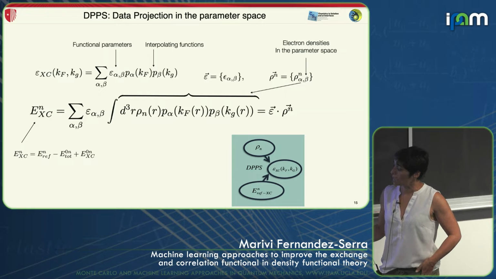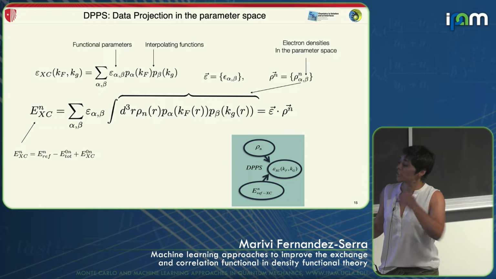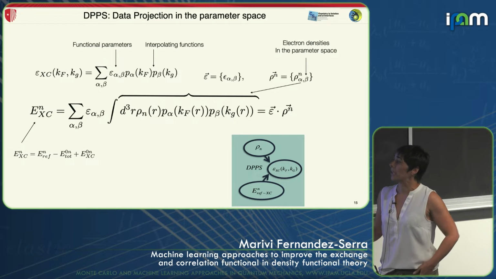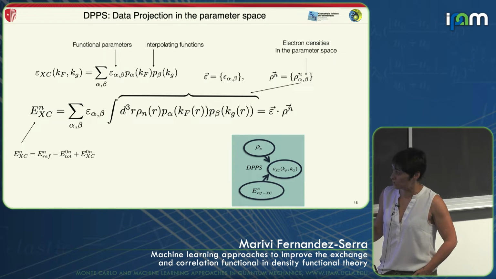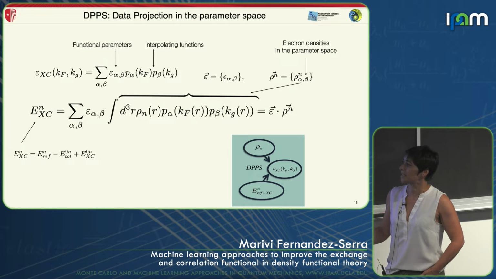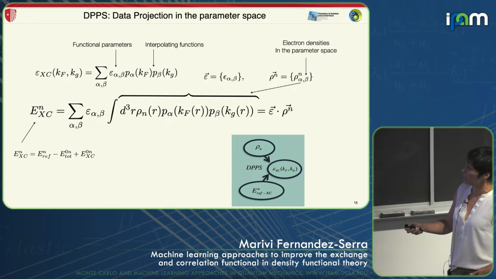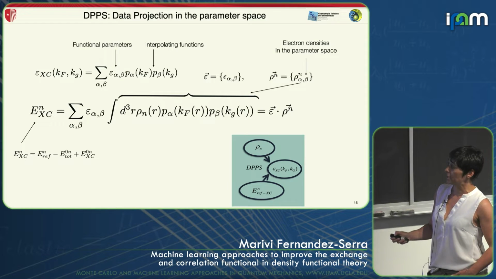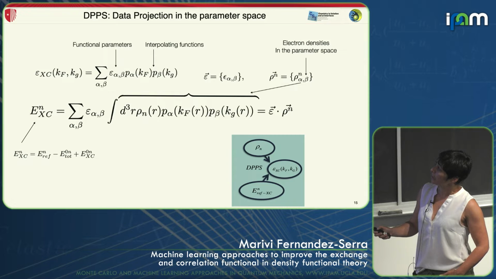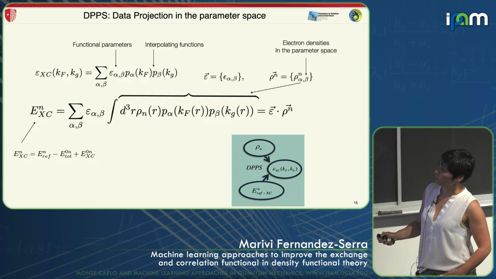Now here I'm already taking it as the delta. So this is the reference energy minus the total energy of the baseline plus the exchange correlation part of the baseline, basically to avoid the double summation. And what you have in here is basically a projection of my data, which is in the parameter space, and my parameter space is the parameter of the energy in this subspace of Kf and Kg.